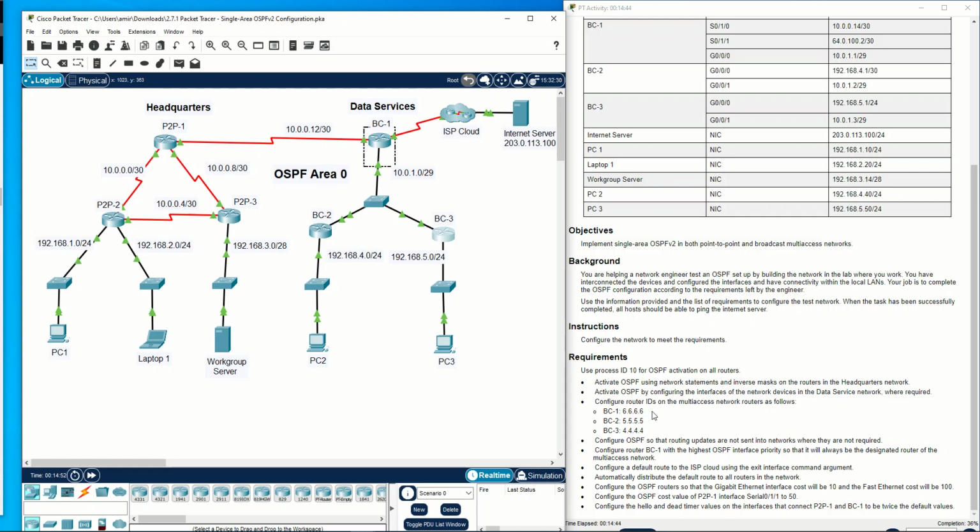Also, we should configure router ID. Router ID on the multi-access network routers as follows. As you know, router ID. What is router ID? Router ID is a value and is an ID that every router requires to participate in the OSPF domain. And yeah, it can be defined by the administrator like this example.